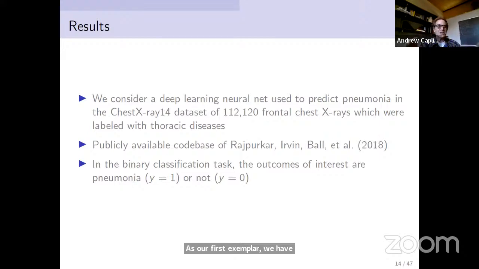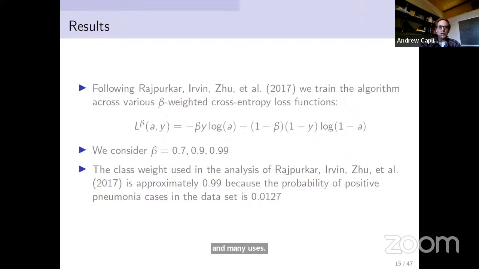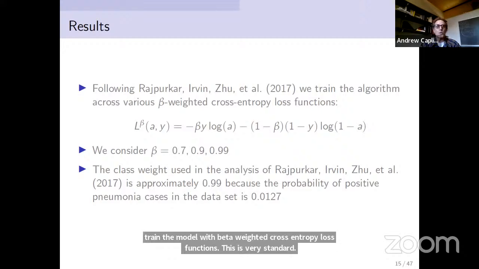It's very hard to find good data sets that you can play with. And we're using deep latent chest X-rays. It's a very famous data set with a very famous data code and many uses. And it's pneumonia, not pneumonia. They train the model with beta-weighted cross-entropy loss functions. This is very standard. They actually use class weight 0.99 in their own work.